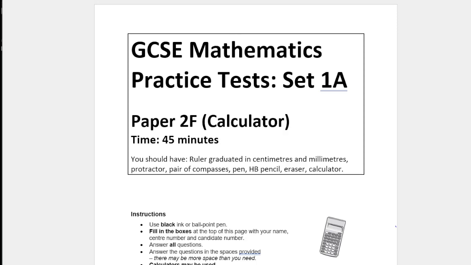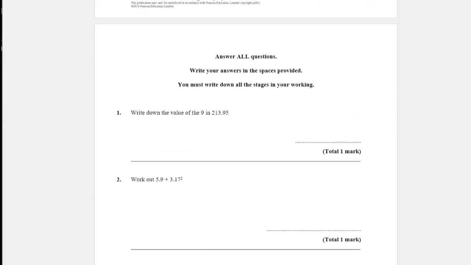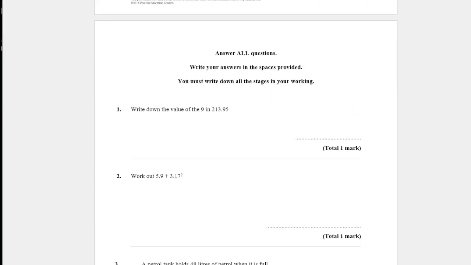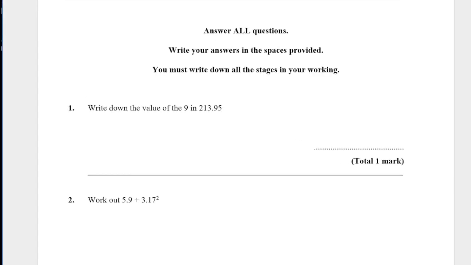Okay, so this should only take 45 minutes as it's a half paper, and we'll kick straight off. Question 1: write down the value of the 9 in the number 213.95. That 9 is going to be 9 tenths. So 0.9 or 9 tenths would be fine. So I'm going to go with 9 tenths. I hope I spelt it right. There we go.